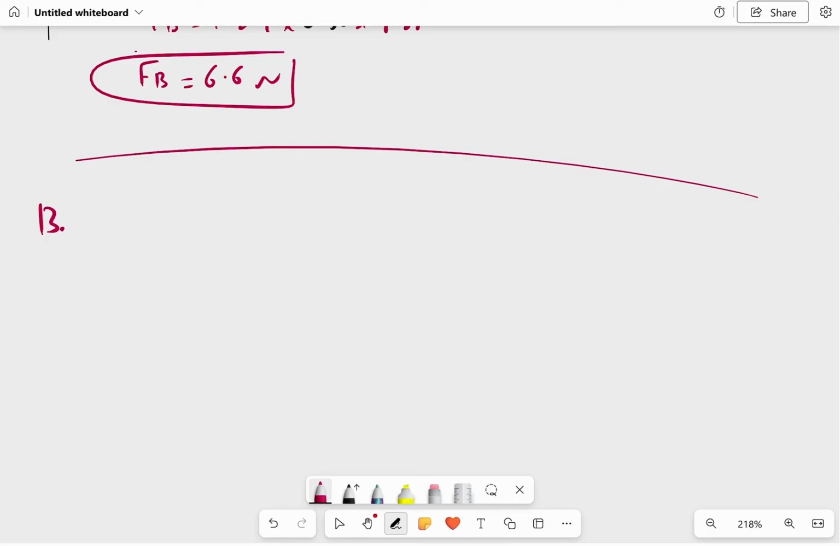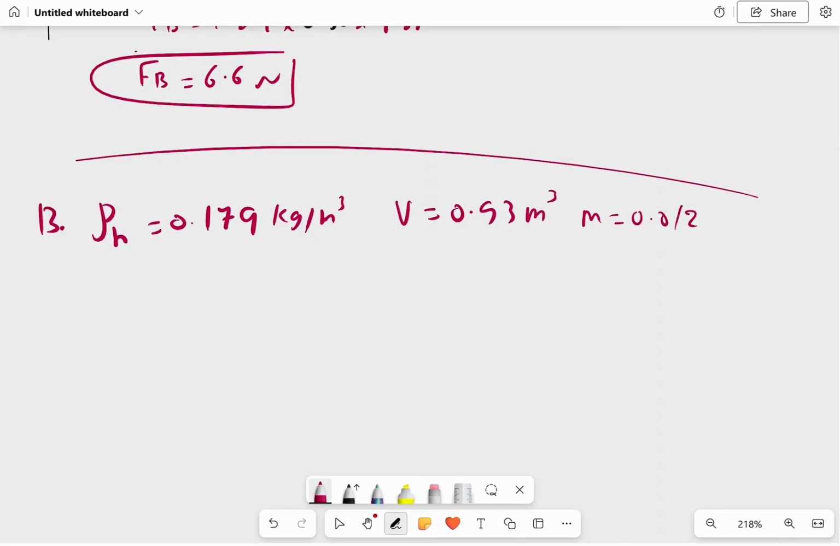So you have the density of helium, let's just write H, which is given in the question: 0.179 kilogram per meter cubed. Then you have V, we found V2, which is 0.53 meter cubed. Then we had the mass of the balloon, which is equal to 0.012 kilogram.